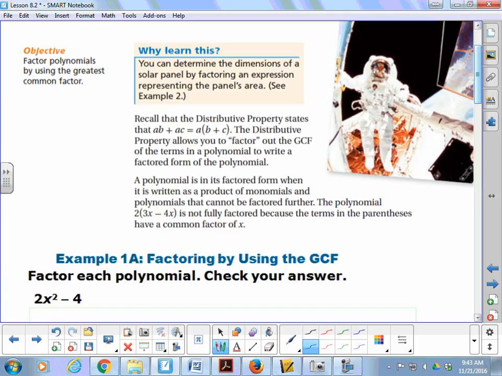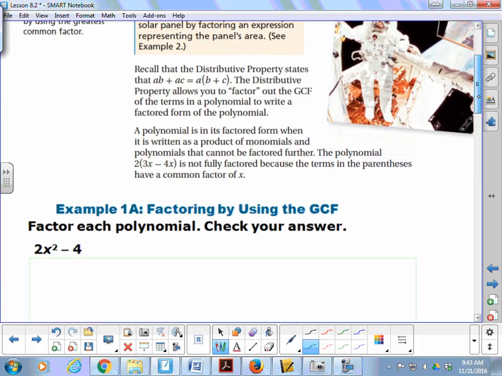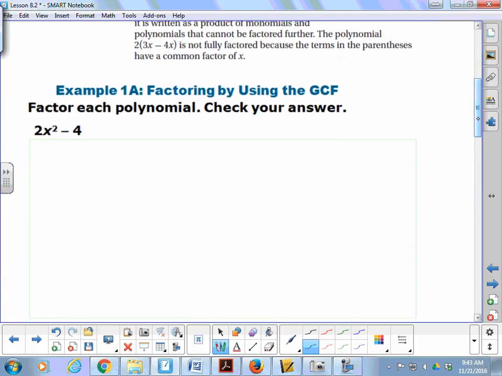With all the multiplying you did on Friday and over the weekend, most of those we will go backwards on. Not all of them. The more complicated ones we won't, but most of them we will. So, all right. We want to factor 2x squared minus 4 using the greatest common factor.